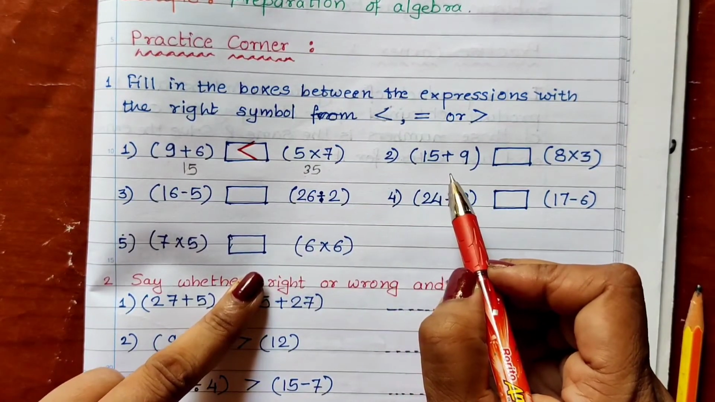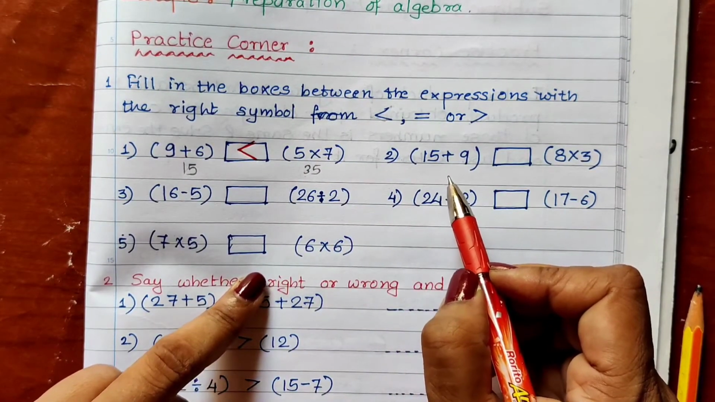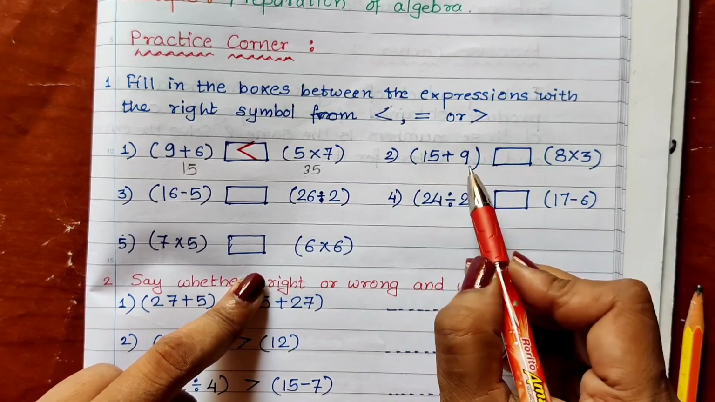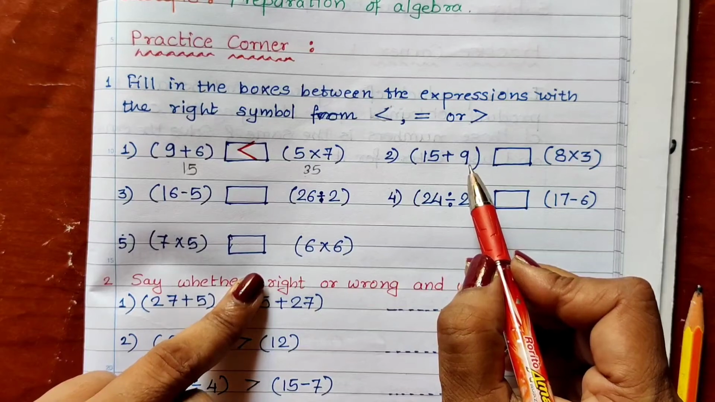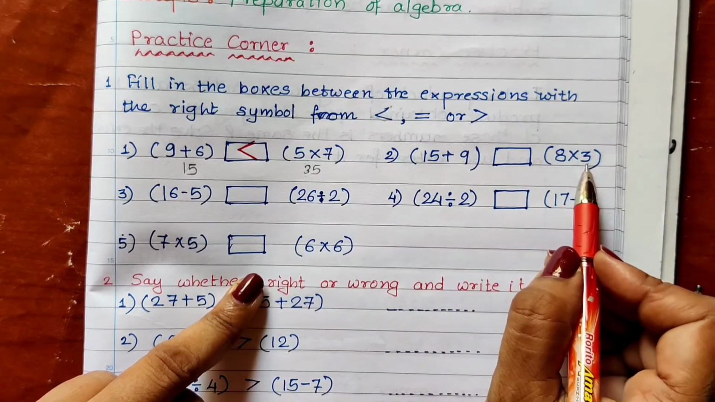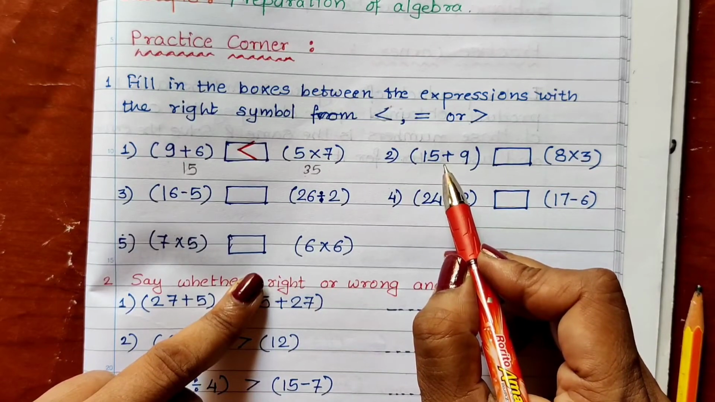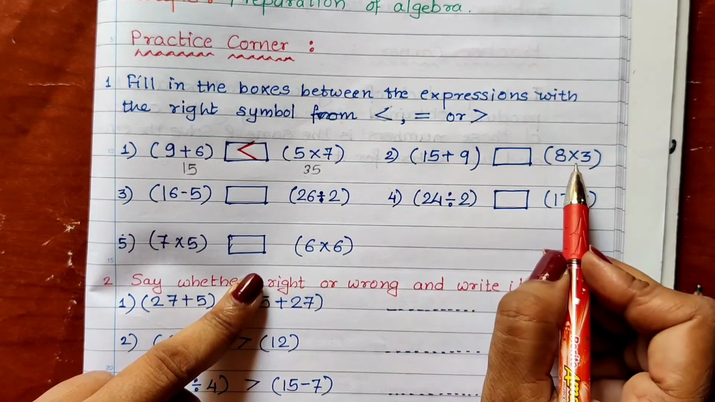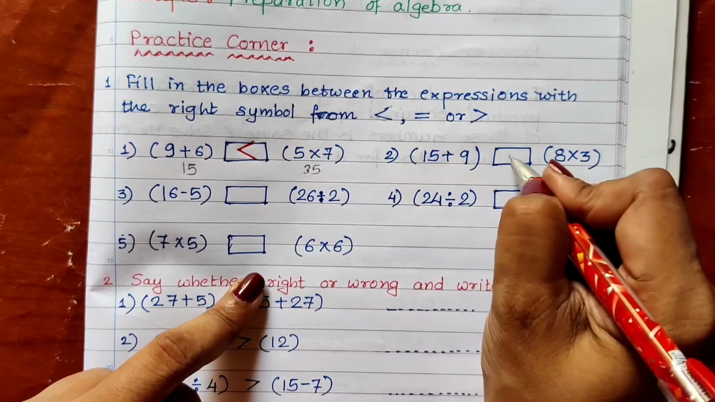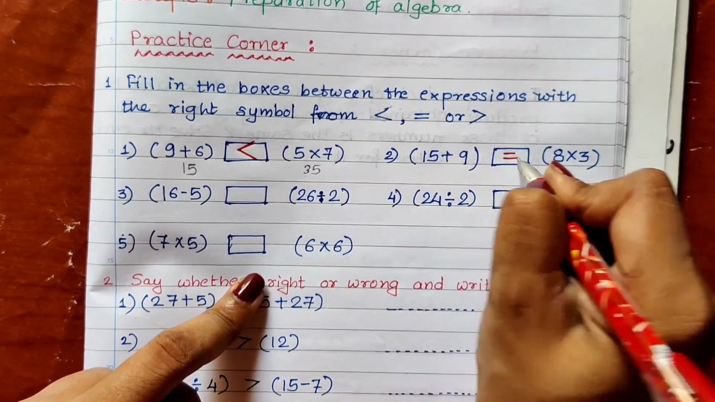Now if you want, you can do it mentally. Do this calculation in your mind and then put the sign. 15 plus 9, what is the answer? 24. And 8 into 3, 8 3s are 24. On the left hand side 24 is the answer, on the right hand side also 24 is the answer. So 24 and 24 are the same, equal answers. So we have to put the equal to sign.